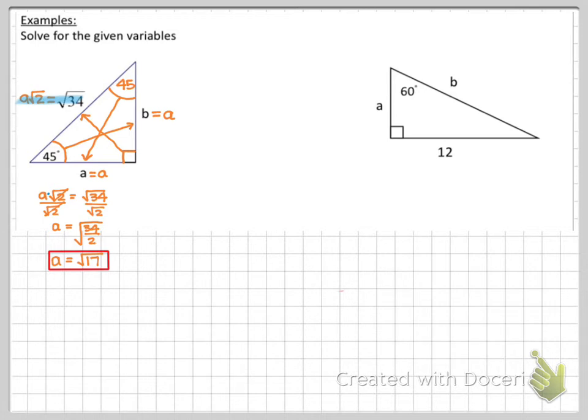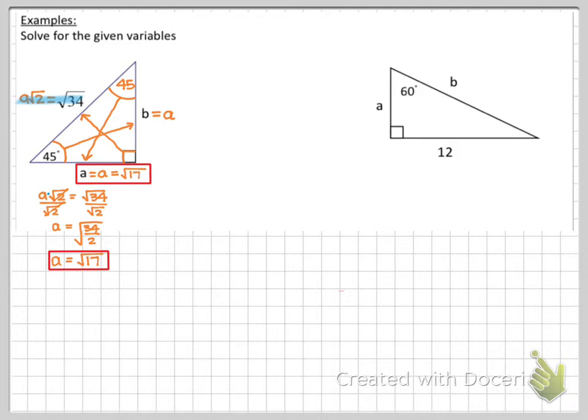Well, I just found out that A is equal to the square root of 17. So if I take a look down at the very bottom of the triangle, I see a equals a. Okay, well, there's no numeric value there. Plug in what I know. Well, that's a, and I know that a is equal to the square root of 17. So there's one of my answers.